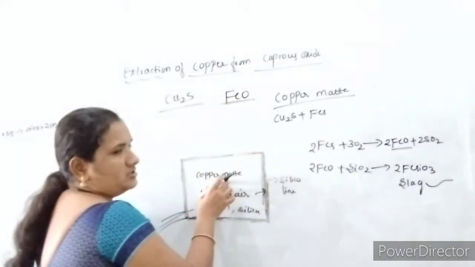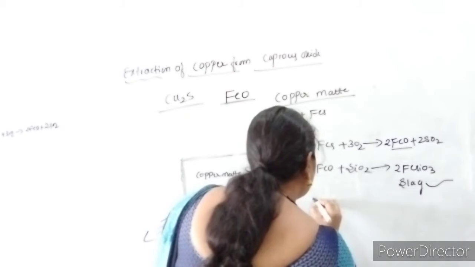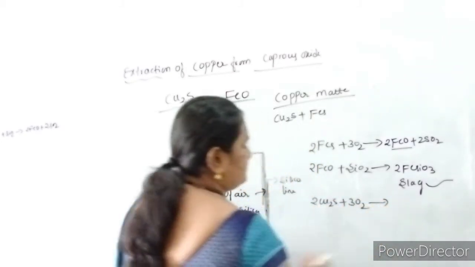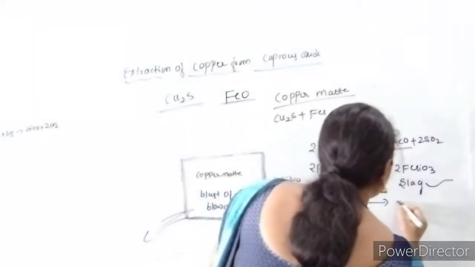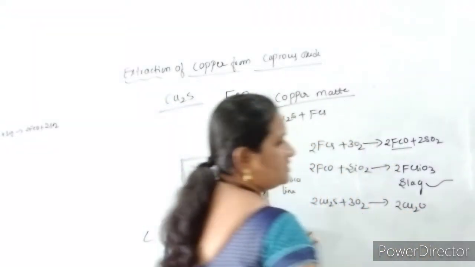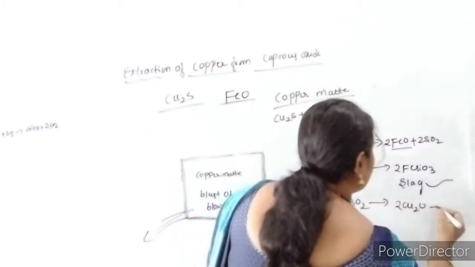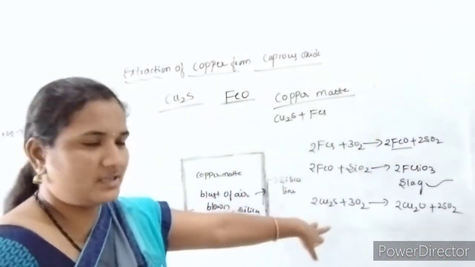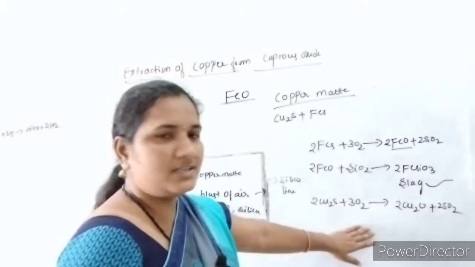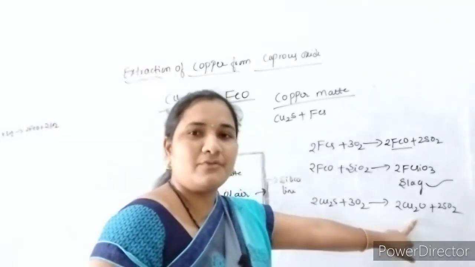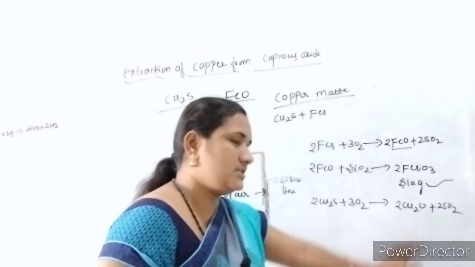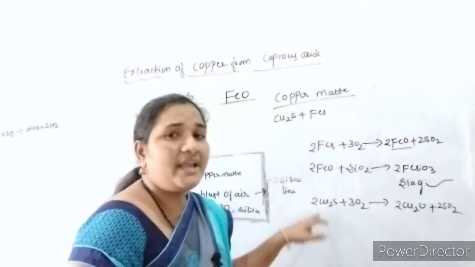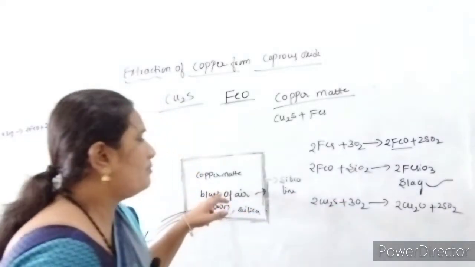So still the copper sulfide is present here. That copper sulfide also undergoes oxidation and we get the copper oxide here, that is 2Cu2O, with the liberation of sulfur dioxide. So the copper sulfide is undergoing oxidation here, and then we get the formation of copper oxide, or else cuprous oxide. This cuprous oxide further reacts with the remaining copper sulfide in the copper matte.